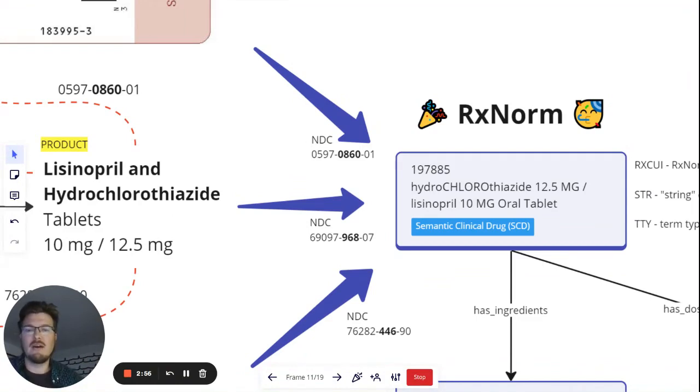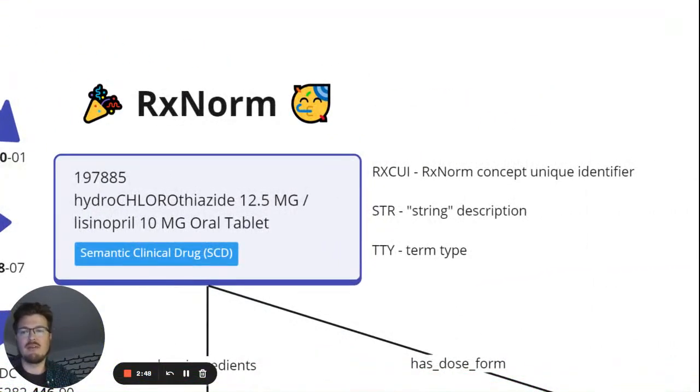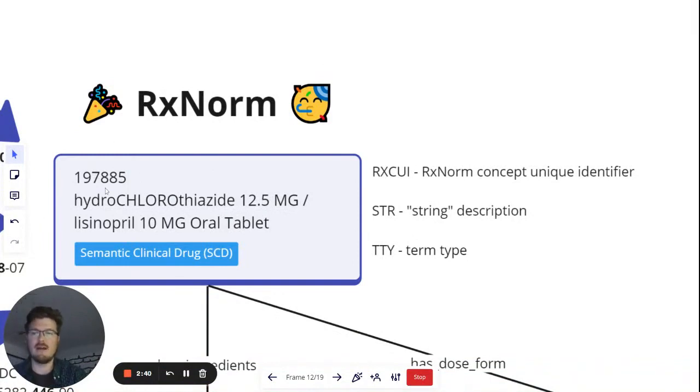So RxNorm can take all 3 of those NDCs and normalize them, hence RxNorm. So we've got an example here of an RxNorm code for this particular product that we're just looking at. The main thing here is the RxCUI identifier made by RxNorm, which means concept unique identifier. That's the 197885. It also has a normalized way to represent the product in just words. So that's the STR, or the string description. They do it, I think, alphabetically. So hydrochlorothiazide's first, and then lisinopril, because everything's got to be super normalized.